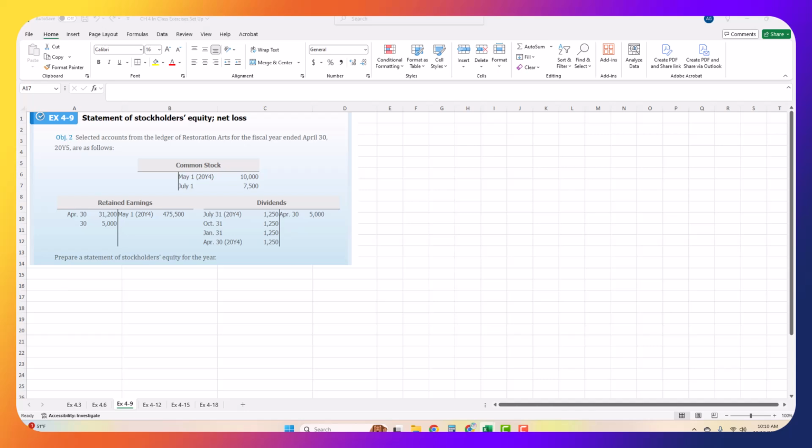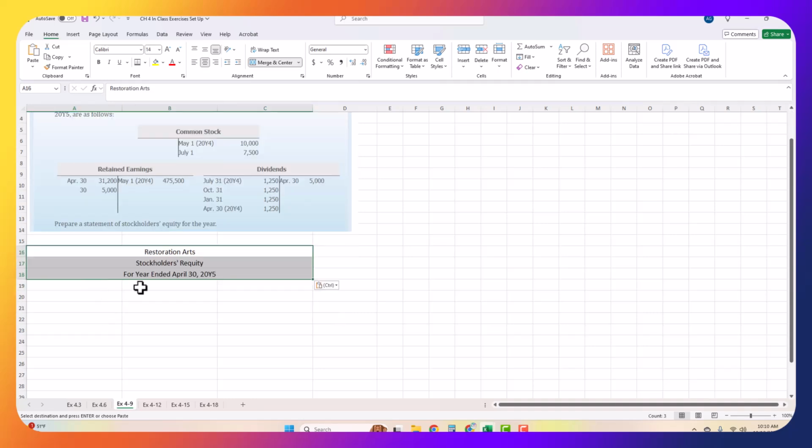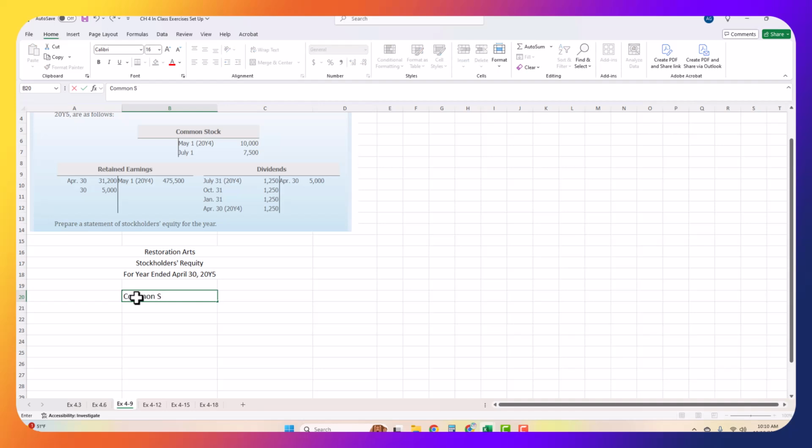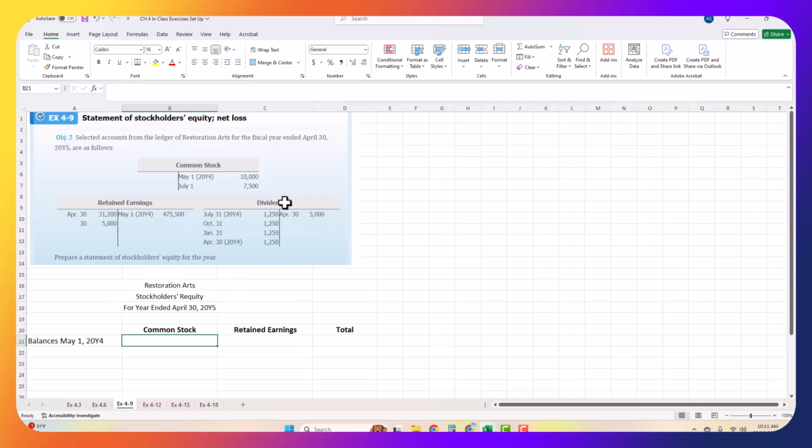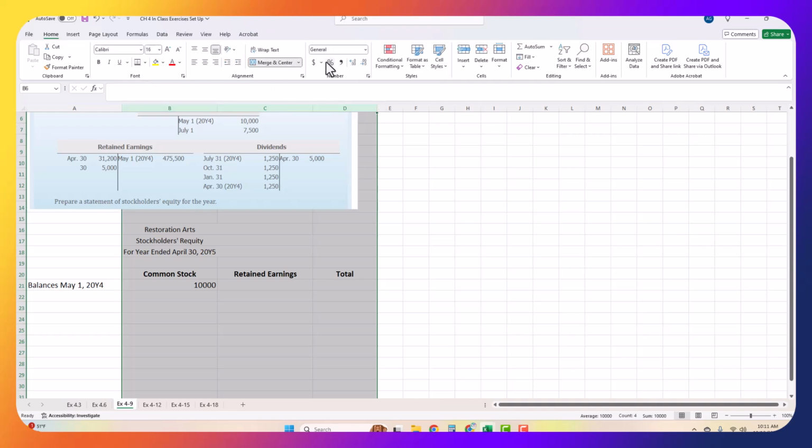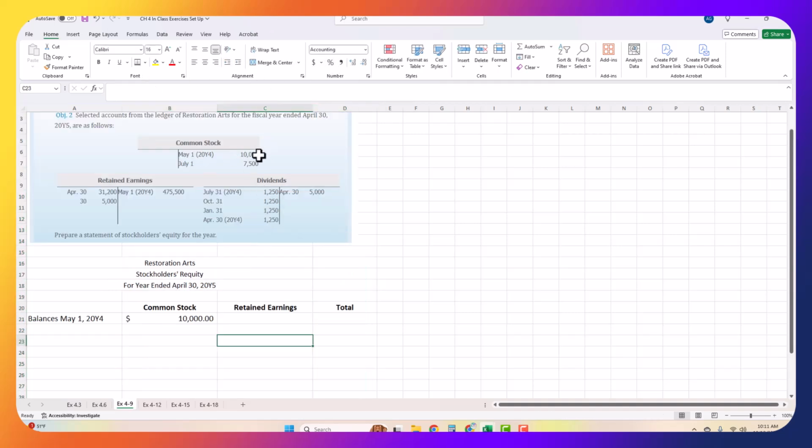So this is Restoration Arts for the fiscal year ended April 30th, 20Y5. So we're going to have common stock, retained earnings, and total. And then we're going to start with balances, May 1, 20Y4. Okay, so you're going to take the balances in each of these. So common stock had a $10,000 balance. Let me make these all numbers here. So May 1st, that's the balance. Retained earnings, May 1st, the balance is $475,500. The total, we're just going to add across, right?